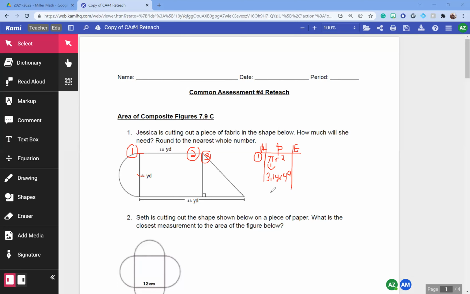Now, when we get our answer, we have to remember this isn't a full circle. This is half of a circle. So when we get our answer by multiplying, you have to divide by 2. Go ahead and when you divide by 2, write that answer off to the side because you're going to need it later. So that's just what we need for our first shape. We're going to do the same thing for our second shape.